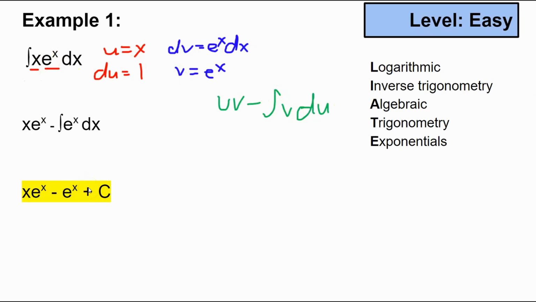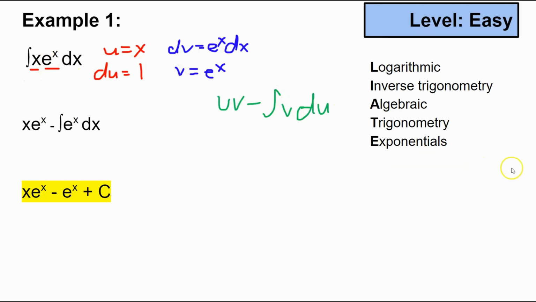And if you notice, you may realize that the acronym LIATE purposely orders all these different types of functions in a way so that the easiest function to integrate is at the end. So exponentials are the easiest to integrate, hence they're at the end. Logarithmic functions are the hardest to integrate because you actually cannot integrate those under standard methods, hence they're at the top and they pretty much always become u.